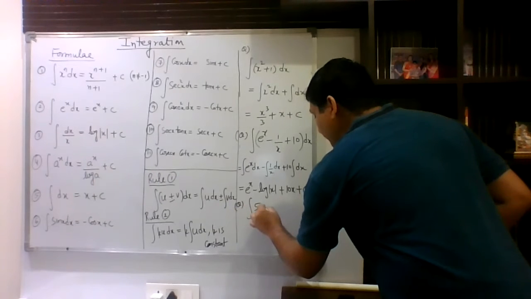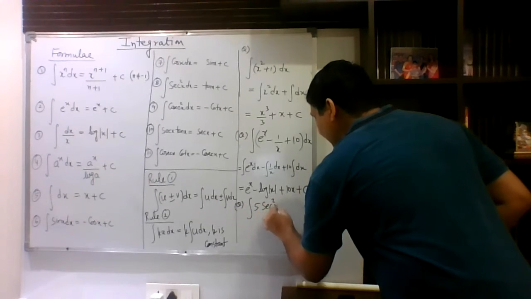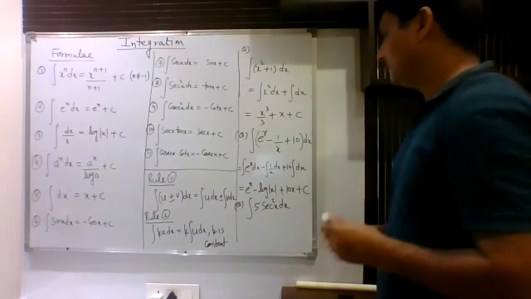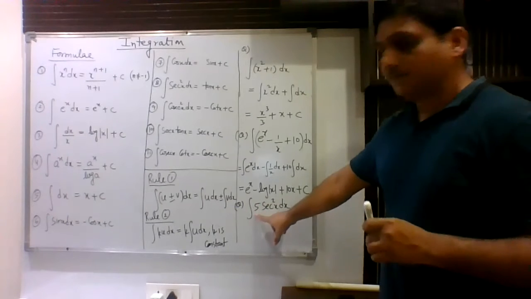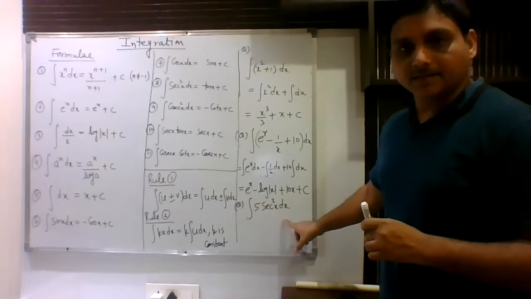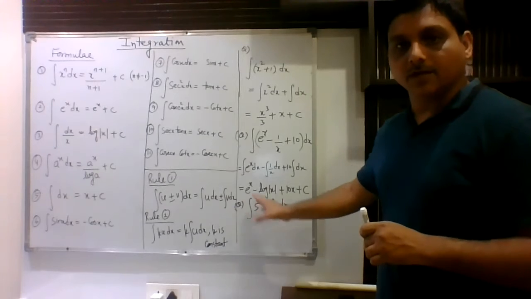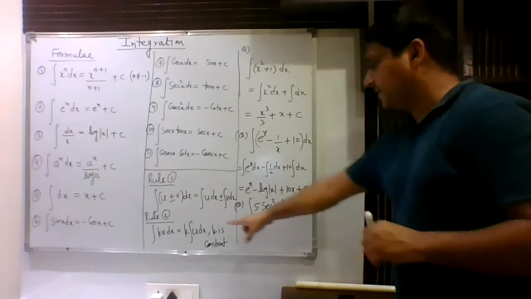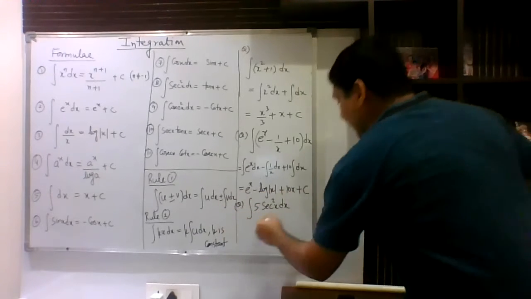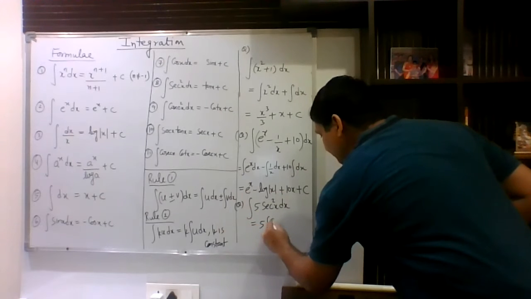Suppose you want to integrate 5 sec square x dx. The question is 5 sec square x dx. Now you can see that this 5 is a constant quantity, so you can take it outside the integral sign as per rule number 2. When you take it outside, this is what you will get.